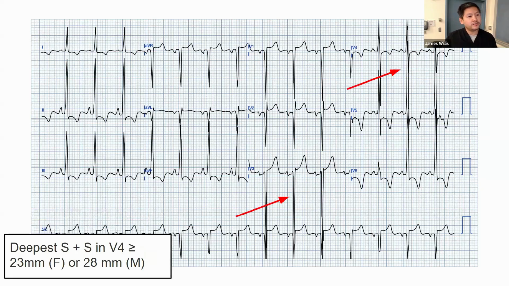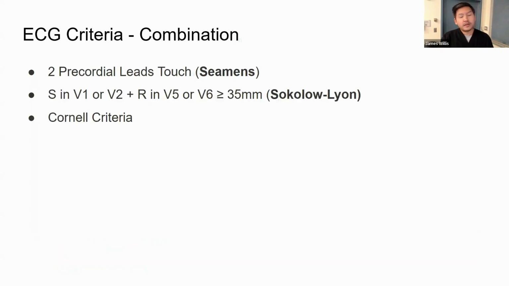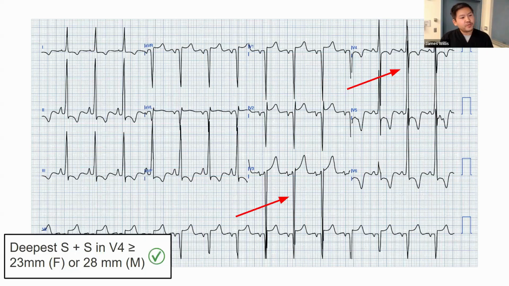So here, if you calculate it out, I can just eyeball it. It's probably greater than 28 millimeters. There's one lead that's already greater than 28 millimeters, so this is probably LVH. How many big boxes is 28? Big boxes would be 5 times, so about a little less than 6.